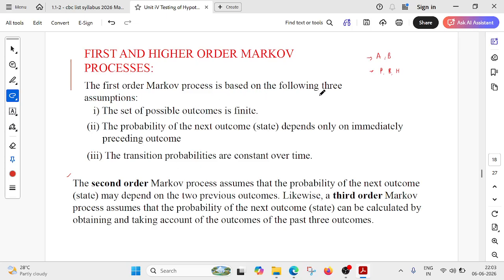Now come to the next topic: first and higher order Markov processes. The first order Markov process is based on the following 3 assumptions. The first is that the number of states is finite, the second is that the next outcome depends only on the preceding outcome, and the transition probabilities are constant over time. The second order Markov process assumes the probability of the next outcome may depend on the 2 previous outcomes. Likewise, the third order Markov process assumes the probability of the next outcome can be calculated from the past 3 outcomes. These first and second order are very important.